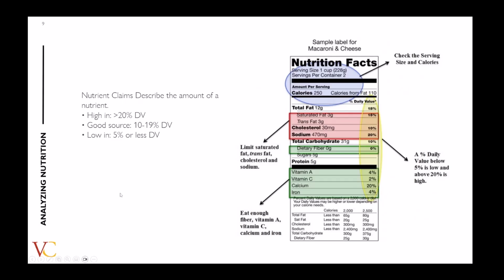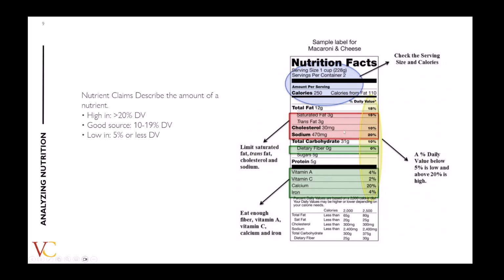That leads us to discuss how we analyze food labels to determine if the food provides a good amount of a nutrient. In the first part of the term, you learned about the nutrient claims such as high in, good source, low in. If a nutrient has 20% or more of the daily value, that means the nutrient is high in one serving of that food. Whether that's a good or bad thing depends on which nutrient we're talking about.